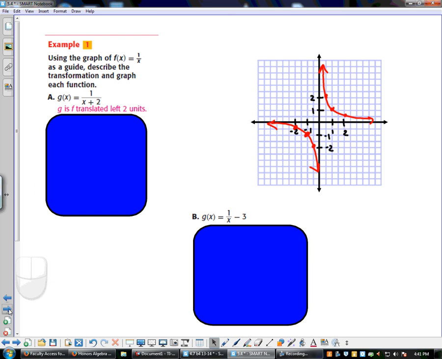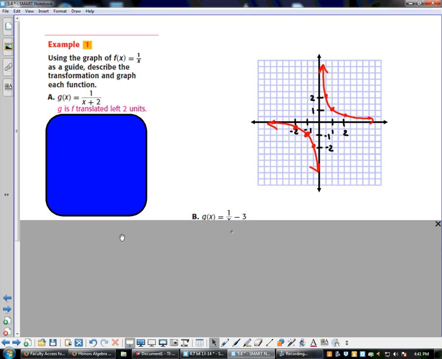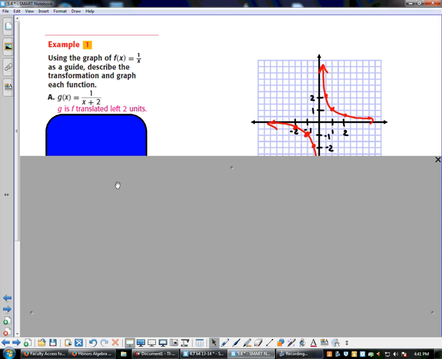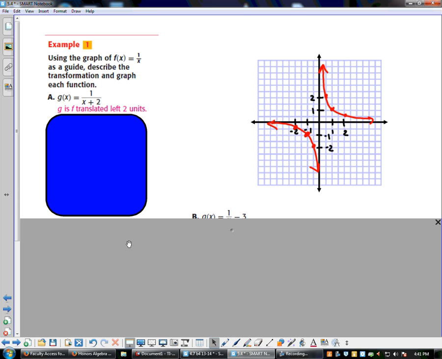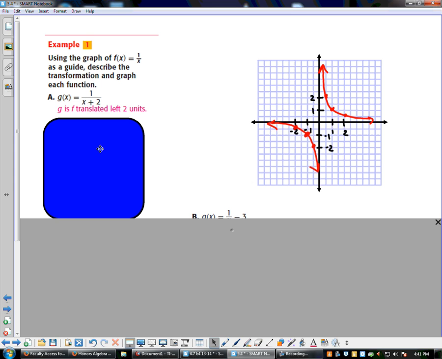All right, so let's take a look at example 1. On example 1, you're going to do this on your video notes. It says, use the graph of f of x equaling 1 over x as a guide and describe the transformation and graph each function. So if it's g of x equaling 1 over x plus 2, that indicates, because something is being added to the x, that it has been shifted to the left 2 units.